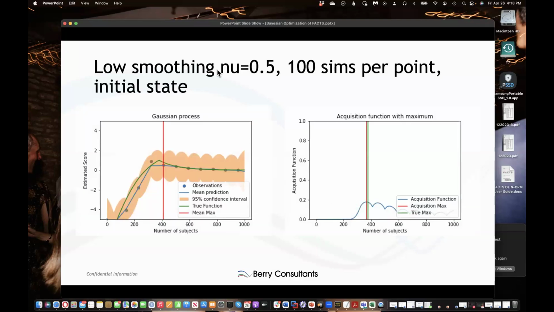So this is low smoothing, just 100 simulations per point. And this is after the first step of running these simulations at these 10 points. This orange area is the 95% confidence interval. And you can see it's quite unsmooth. The points narrow quite considerably where simulation data is available, and then it's quite uncertain up until the next point. The blue line here is the mean prediction through those points, and green is the true value of the function.